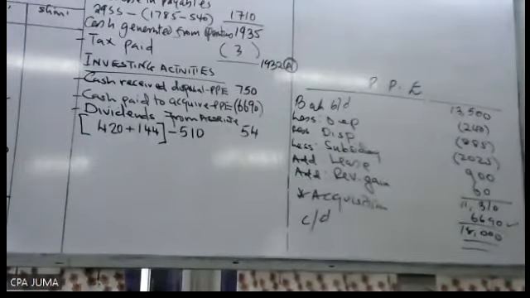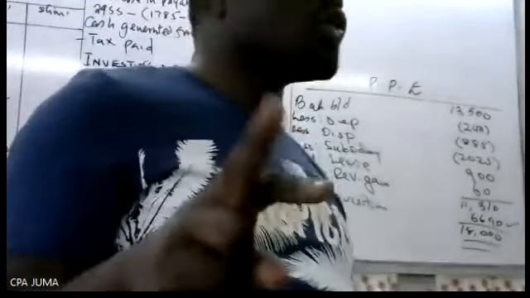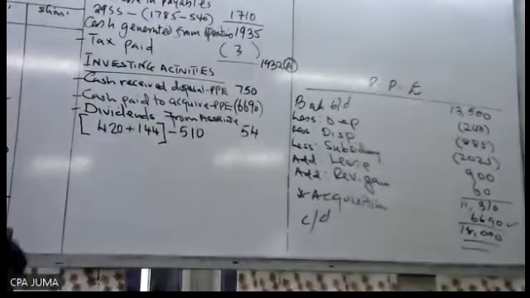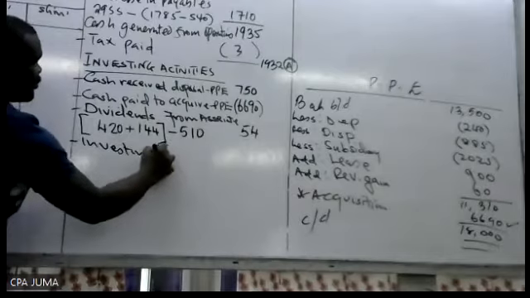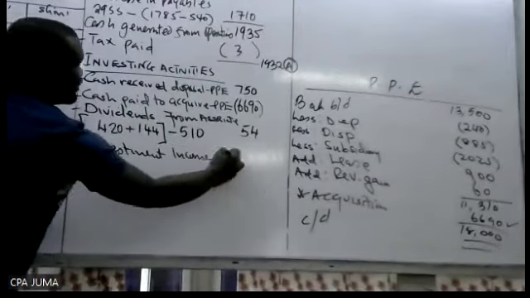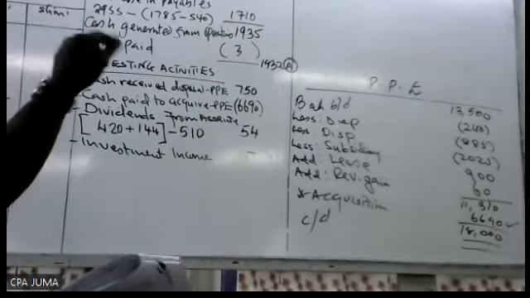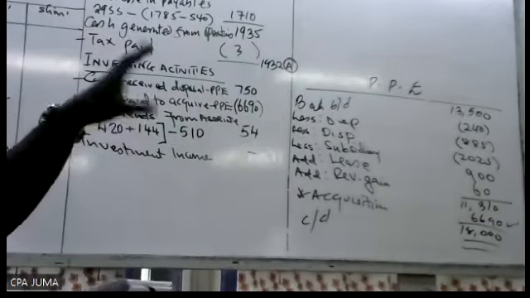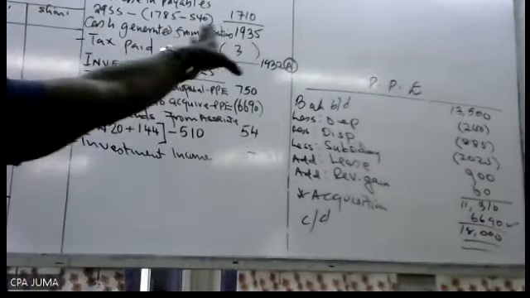Then once you are done with the non-current assets, check 2 items. 1, investment income. Though it is not here, if investment income was there, you would have removed it from operations during adjustment because it is not an operating income. You add it back here because it's part of investing activities.